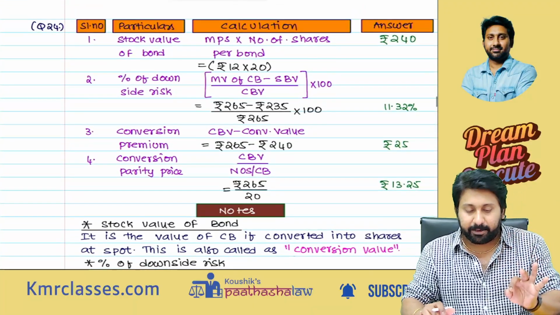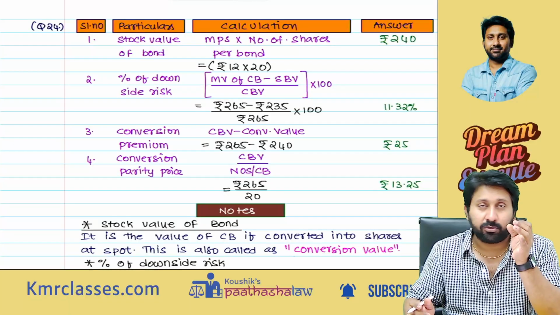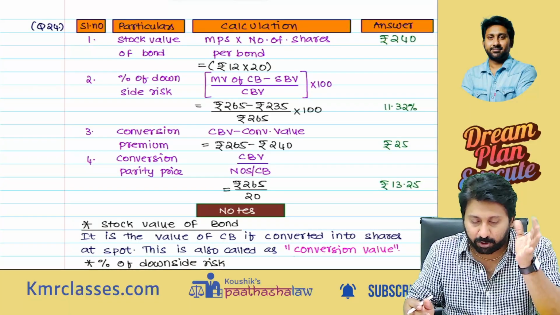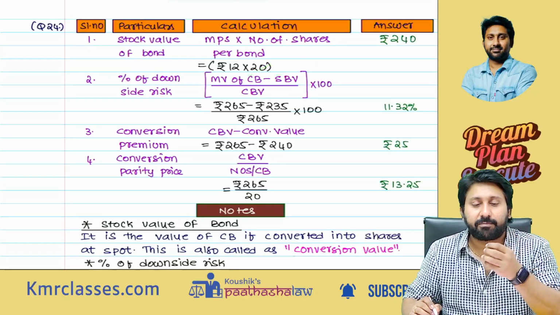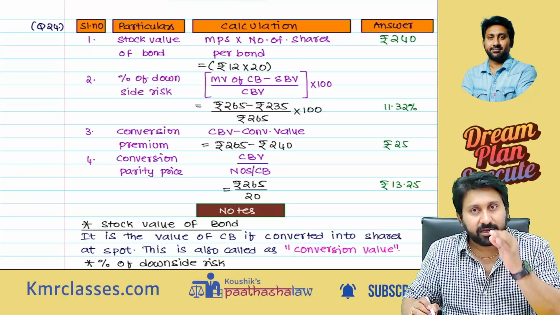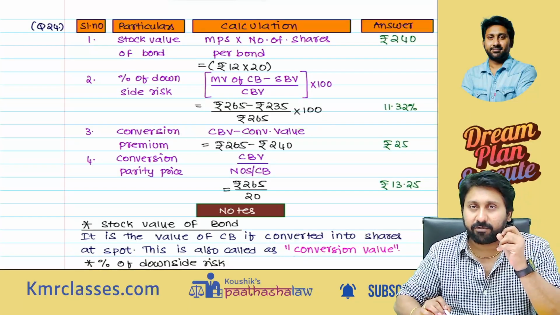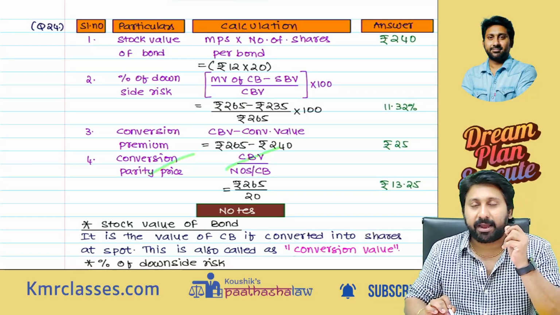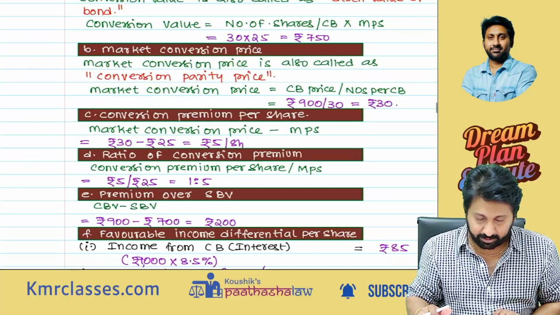So in simple, there are 4 important formulas. Stock value of a bond, also called conversion value, is MPS into number of shares per bond. Next, percentage of downside risk: market value of convertible bond minus straight bond value, divided by convertible bond value. Next, conversion premium: convertible bond value minus conversion value. Conversion parity price means convertible bond value divided by number of shares per bond.